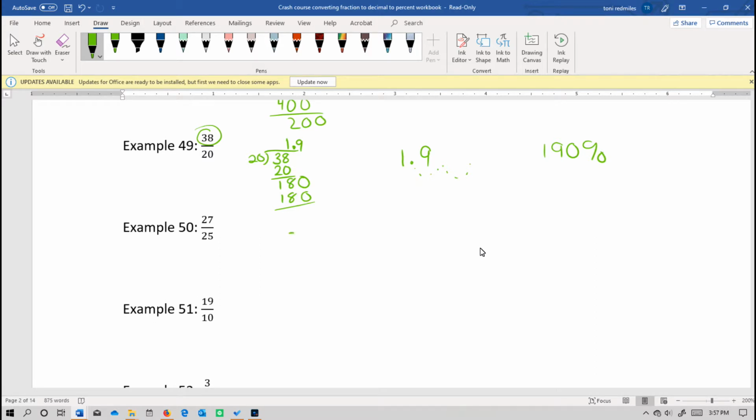All right, I have another one like this right here. 25 can go into 27 one time, leaving me with a 2. Need a decimal and a 0 if I'm going to keep going. 25 cannot go into 20, but it can go into 200 8 times. So my decimal value is going to be 1.08. If I move that decimal 2 places, I get 108%.